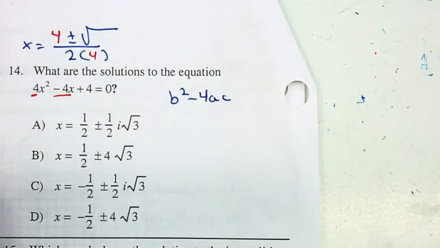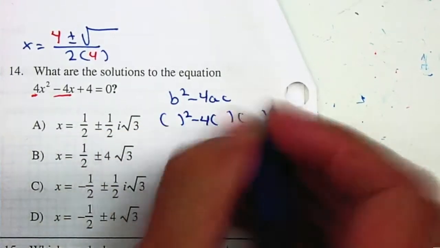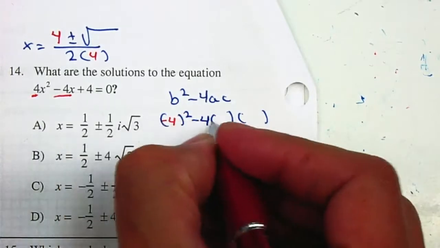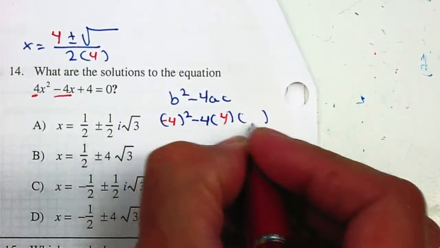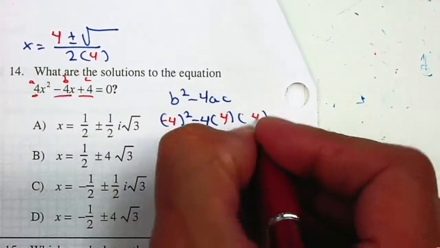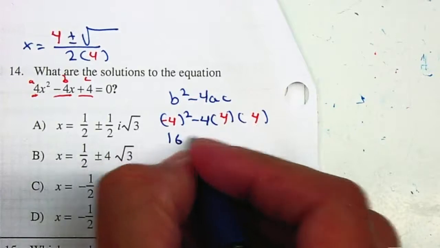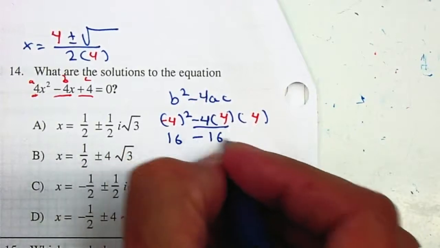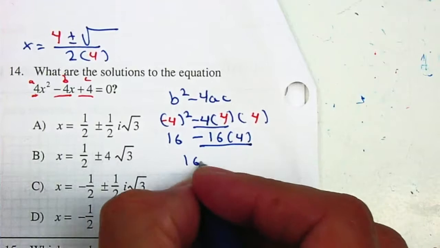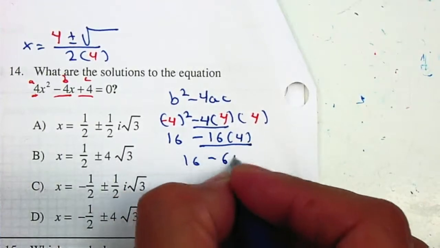Now let me go and calculate my discriminant, and I'm just going to plug it in. B squared, so b is negative 4, minus 4a, which is 4, and c will be 4. I'm going to go and simplify. Negative 4 squared is 16. Multiply that out. That gives you negative 16 multiplied by 4. I'm going to go and multiply those two out. It gives me 16 minus 16 times 4 gives me 64.